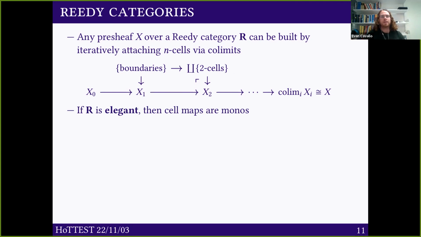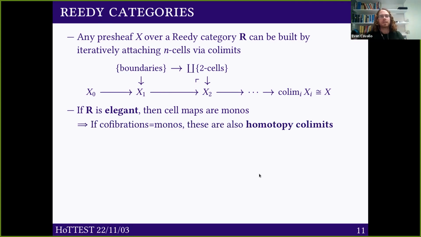And now we come to this notion of elegance. So this is an additional condition on a Reedy category, which I'll define, or at least give a cutoff definition of in a second. And so if R satisfies this elegance property, then these maps, cell maps, and then consequently the maps between these increasingly built up skeleta are monomorphisms.